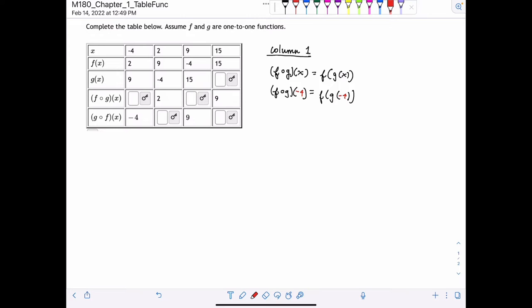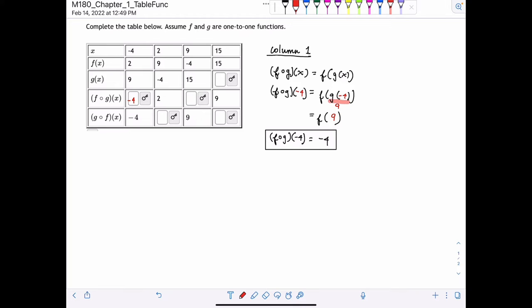Because now I see g of negative 4, and g of negative 4 is given to us to be 9. So from the table, I have f of g of negative 4, which we know is 9. Then we have f of 9, so I go to this f of x and go to where the x is 9. So f of 9 is negative 4. So here, f composed of g of negative 4 is negative 4. So we're reading off the table, but rewriting from composition to function notation.